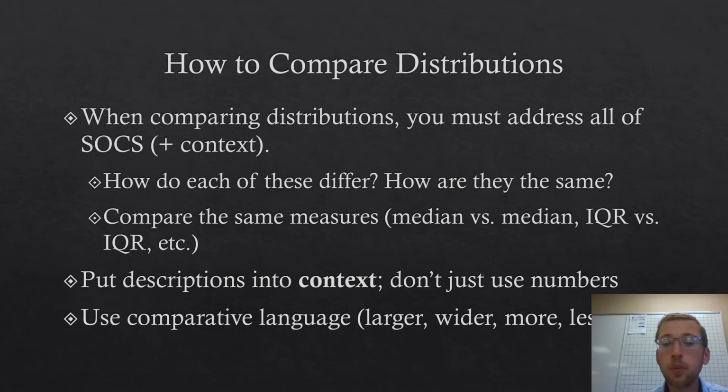And then finally, we want to use comparative language. If you took a foreign language, you probably talked about superlatives and comparatives. Maybe you do that in English as well. But we want to use words like larger or wider, more, less, words that compare one distribution to the other. We're going to see a few examples here, and I think you're going to see it's really not too tricky.